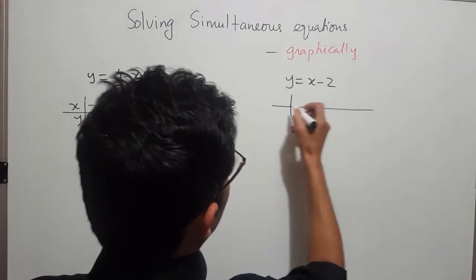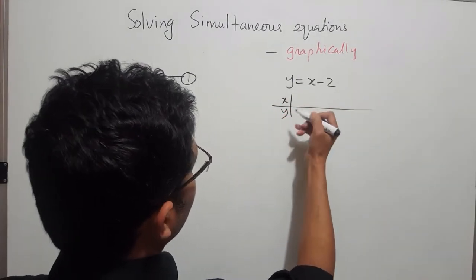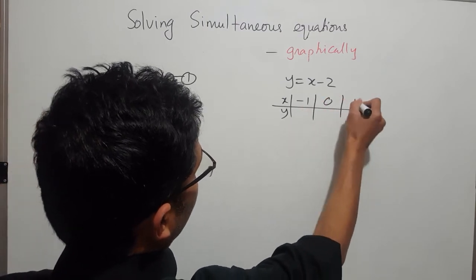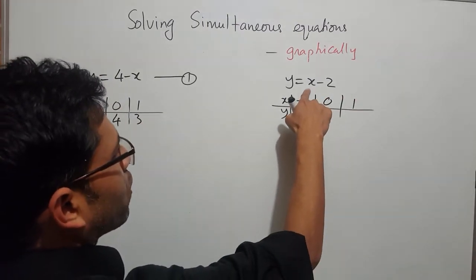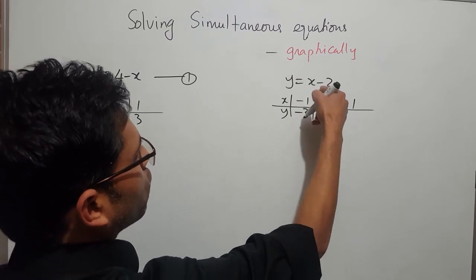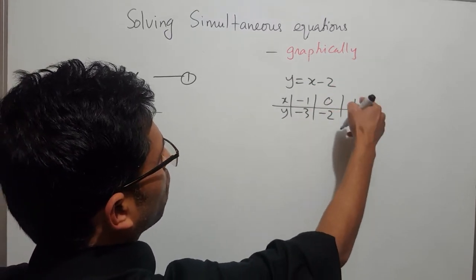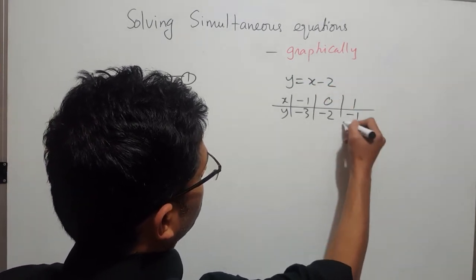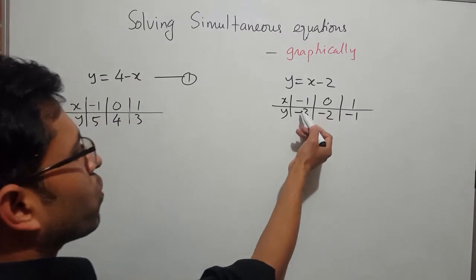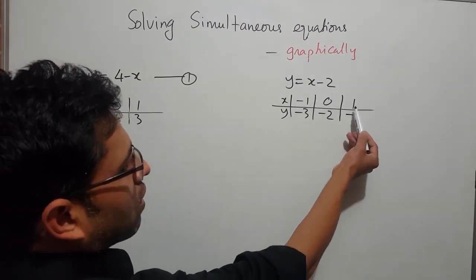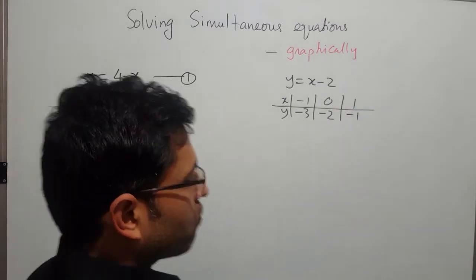We are trying to do the same here as well. x, y, trying for minus 1, 0, 1. If you put x equals minus 1, then it's minus 1 minus 2, which is minus 3. 0 minus 2 is minus 2. 1 minus 2 is minus 1. So again, you can see (-1, -3) is a solution for this, (0, -2) and (1, -1) are solutions for this.